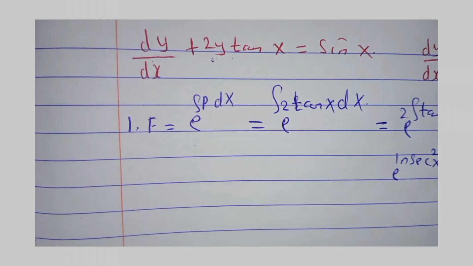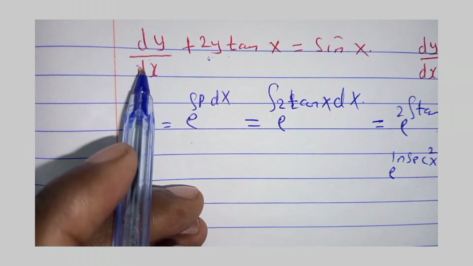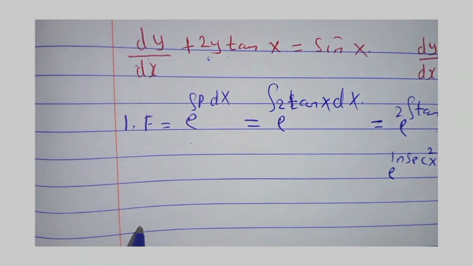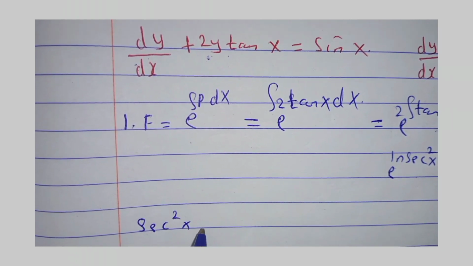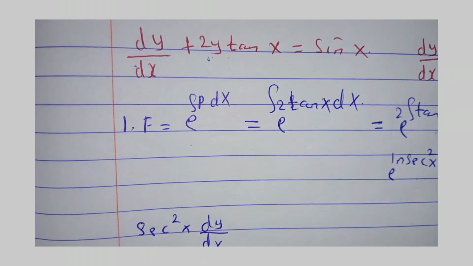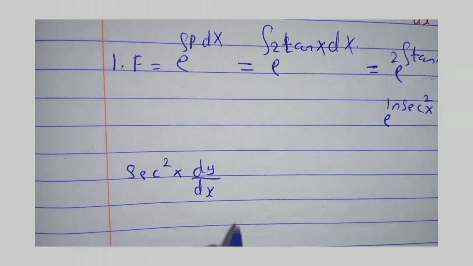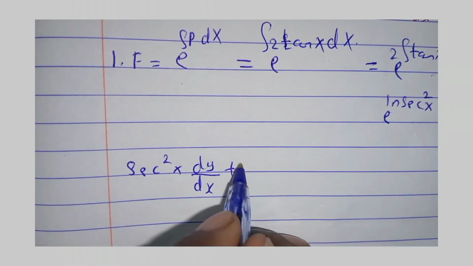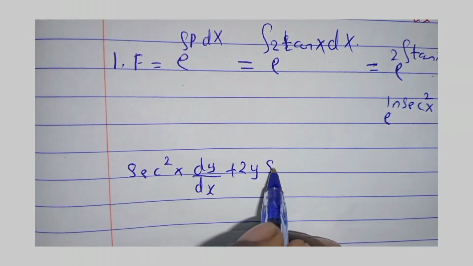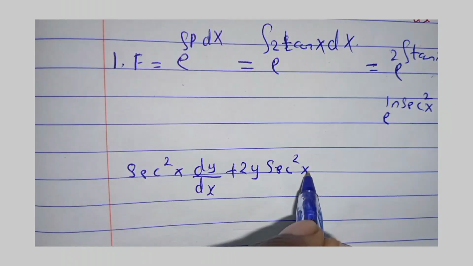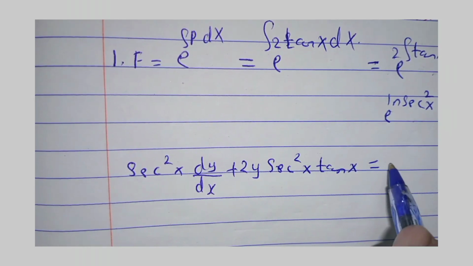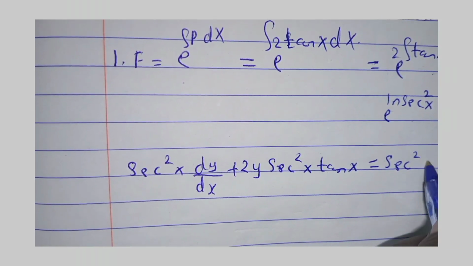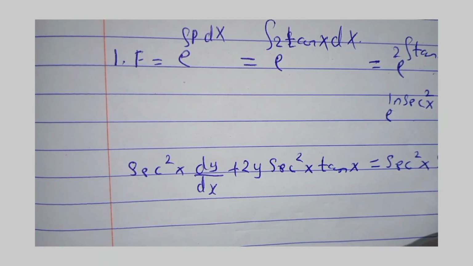So what we do now is multiply the equation by the integration factor. So we are going to have sec squared of x multiplied by dy/dx plus 2y sec squared of x tan(x), which is equal to sec squared of x sin(x).